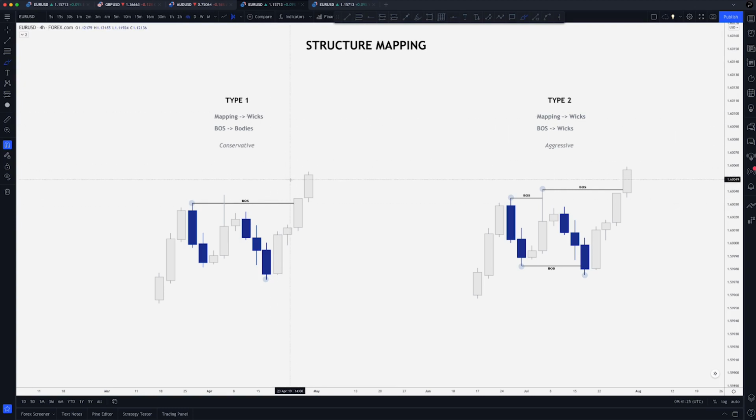to have occurred. So for type 1, when you draw your structure from the wick of the candle, you need to see a candle close above that swing high for there to be a break of structure. Now, this is a bit more of a conservative way of mapping your structure because it's going to take a lot more money, right, to actually get price to breach that high and to stay and to maintain above that high and to close above that high.